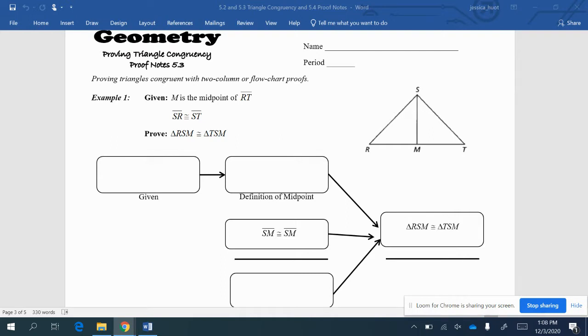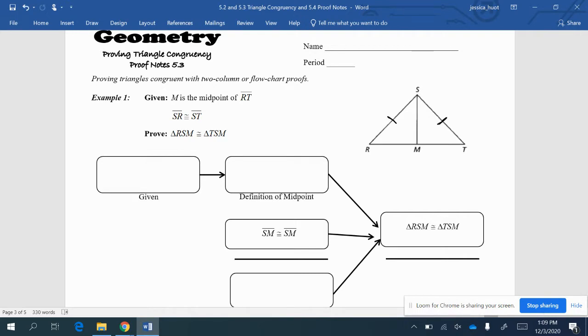What I do first when looking at this is I go ahead and label in my picture all of the information that I can. Okay, so M is a midpoint of RT. We'll get to that here in a second. But I know that segment SR is congruent to segment ST. So let's go ahead and put that on our picture. So SR, that segment is congruent to ST.